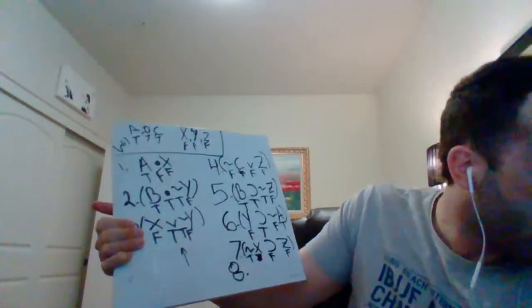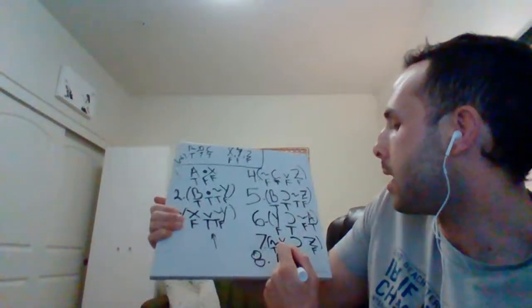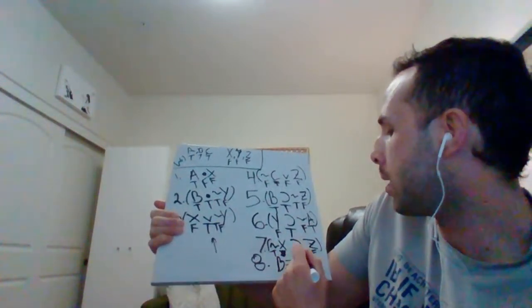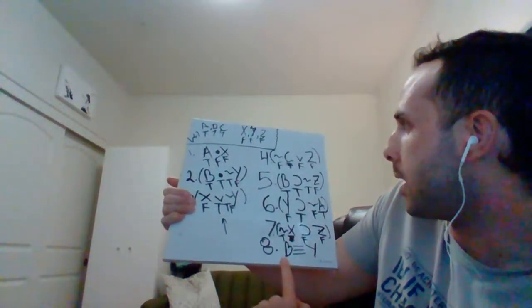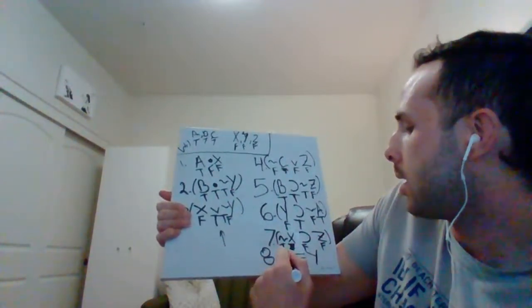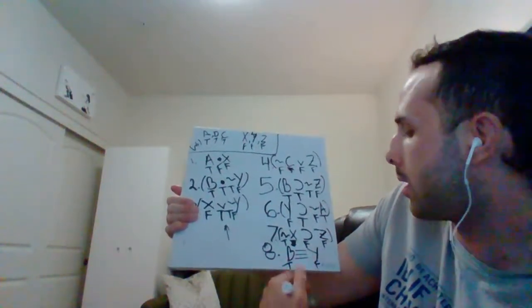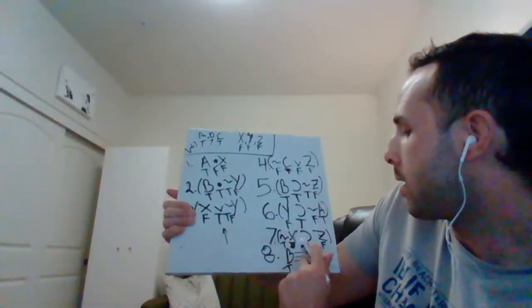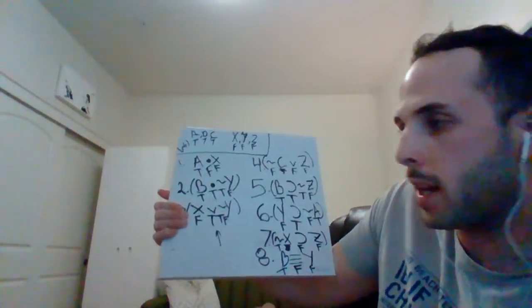So then I have 8. 8 is going to give me B if and only if Y. And that's going to give me, let's see here, T and F. These are two different truth values, and it gives me a big fat F. 8 is false.